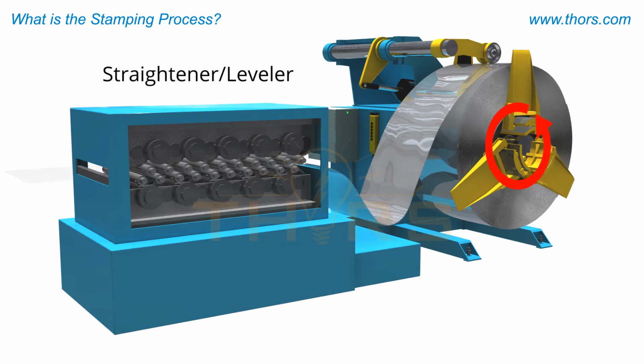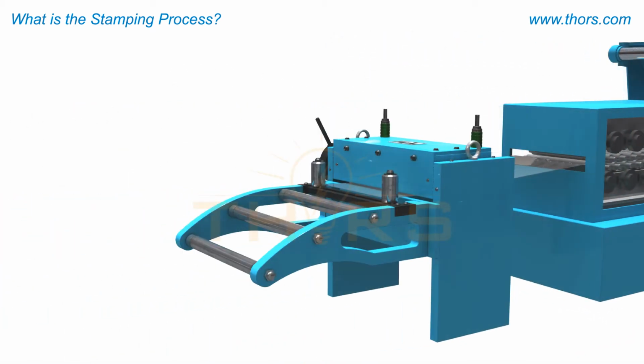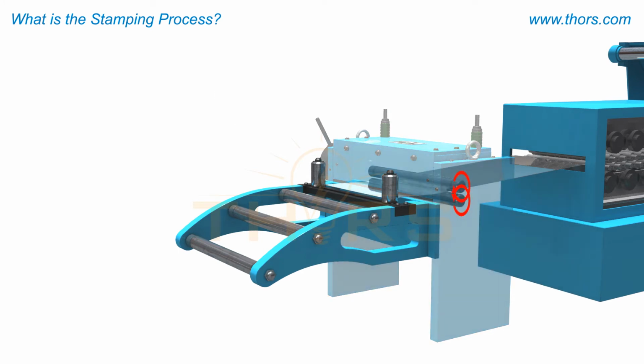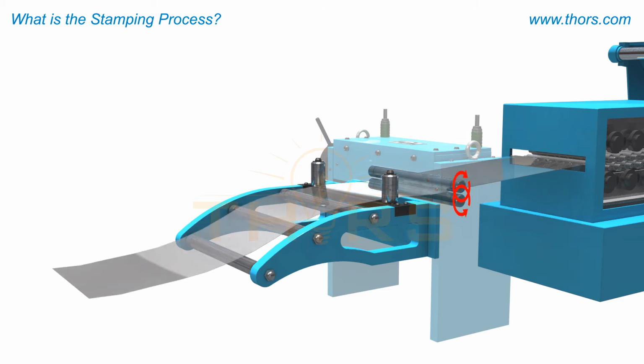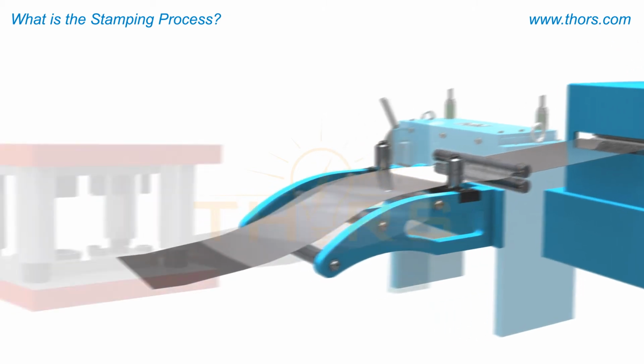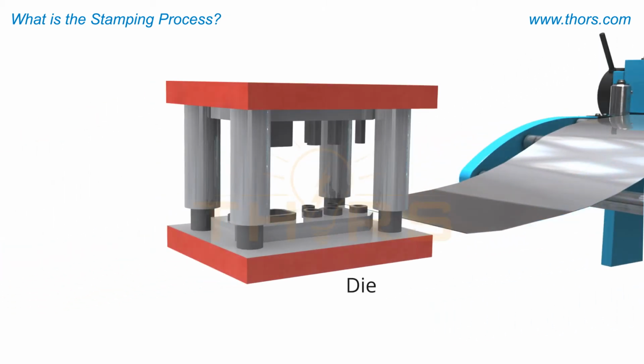A straightener flattens the material prior to it entering into the feeder. A feeder advances the strip of material into the stamping die. This example shows a servo-type feeder. The rolls of the servo feeder, which grip the material with pressure, rotate to advance the material into the die in predetermined increments. A die is a one-of-a-kind tool that is designed and constructed for one specific part.